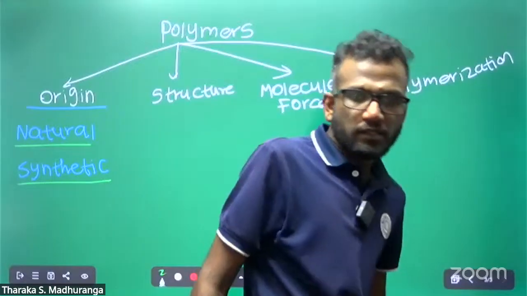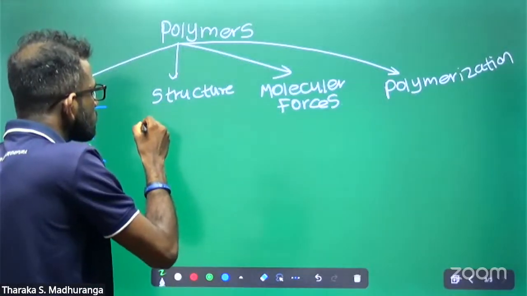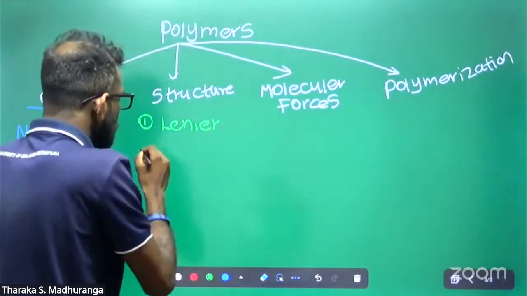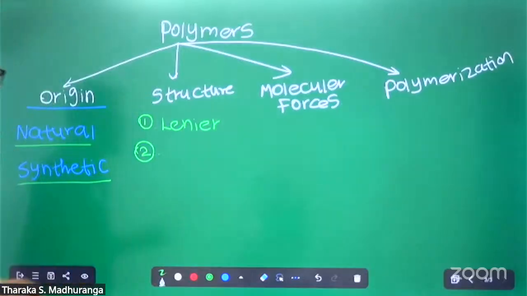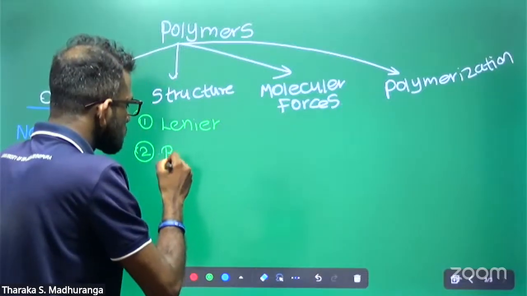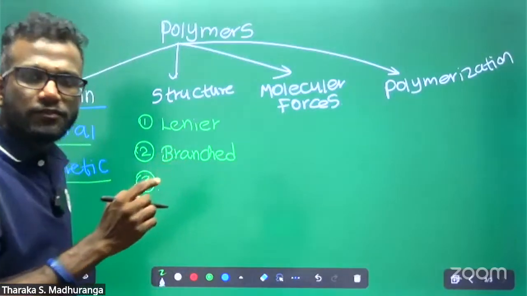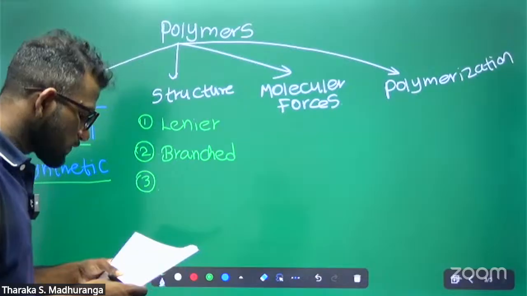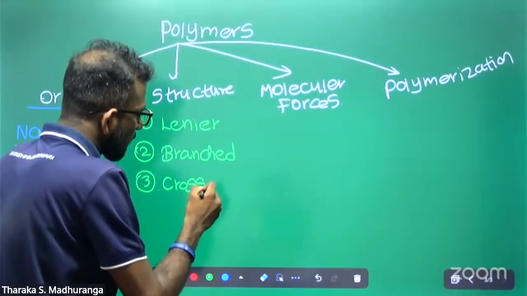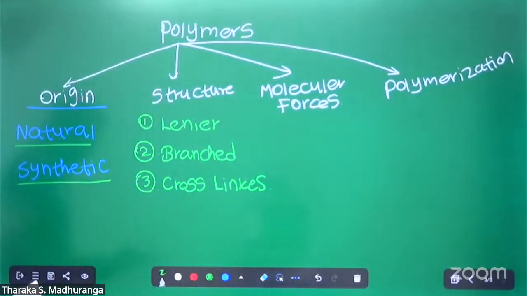According to the structure, we can divide polymers into three types. The first one is linear polymers. I will explain one by one. The second one is branched polymers. The third one is branched with cross links, the cross-linked polymers. I will explain cross links.